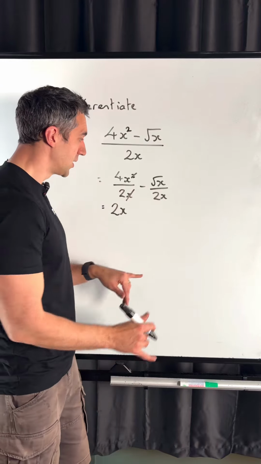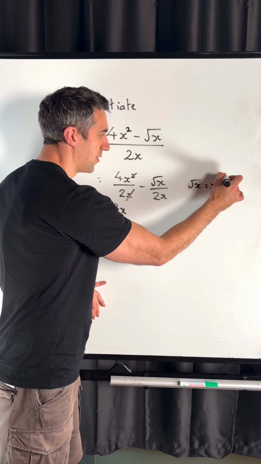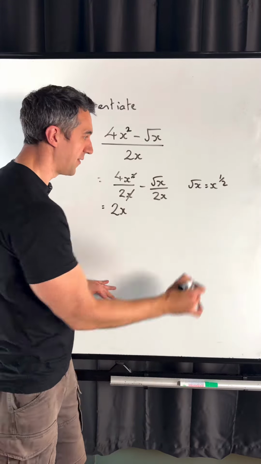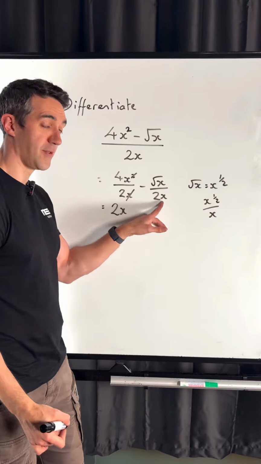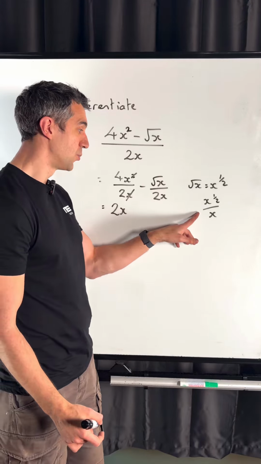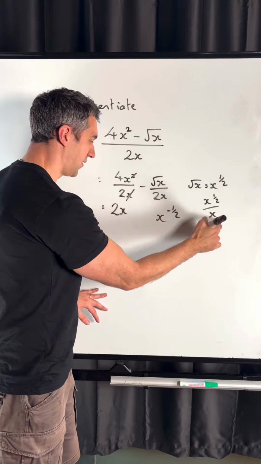So we need to make sure we know this root x here would be x to the power of a half. So we then have x to the power of a half over x. So x to the power of a half over x means we're going to subtract our powers, which means it's going to end up as x to the power of minus a half, half minus 1.